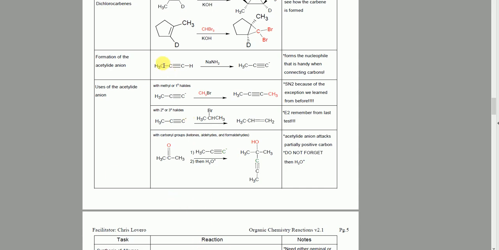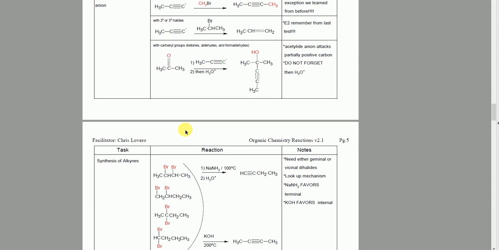So we've learned how to use this acetylide anion, that we form here using NaNH2, and we've learned how to use it in SN2 and E2, and as a nucleophile in the substitution of carbonyls. All right, so now let's learn how to make them.